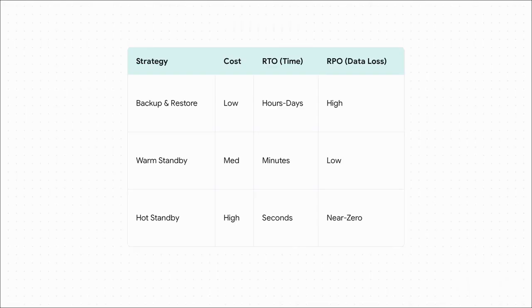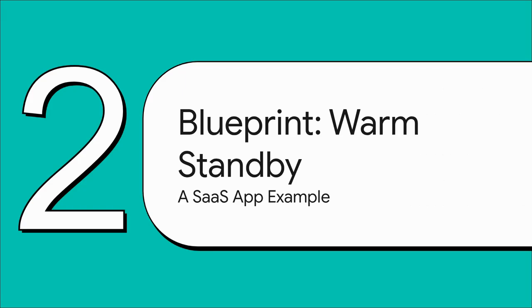Okay, this table really lays it all out and brings those trade-offs into sharp focus. We're looking at two really important metrics here. First is RTO, your recovery time objective. Basically, how fast do you need to be back online? The other is RPO, your recovery point objective, which is all about how much data you can afford to lose. As you can see, backup and restore is low cost, but your RTO is huge, and you might lose a few hours of data. Hot standby, near zero for both RTO and RPO, but that cost is way up there. And warm standby sits right in that sweet spot in the middle, a fantastic compromise for a lot of use cases.